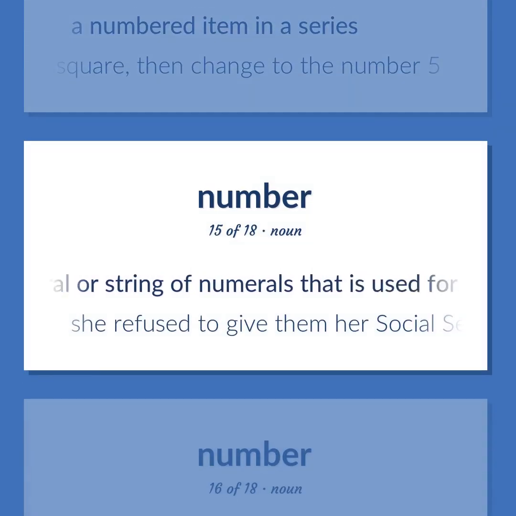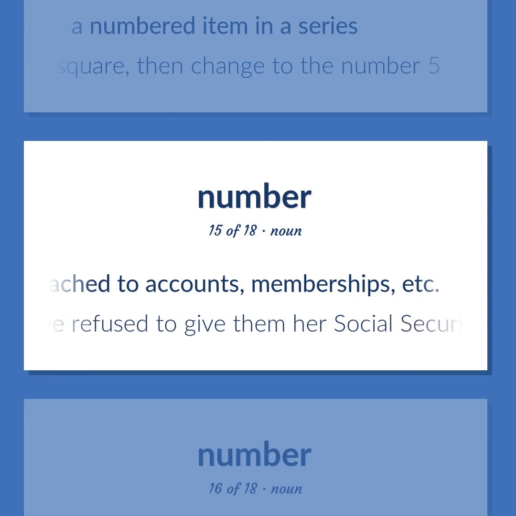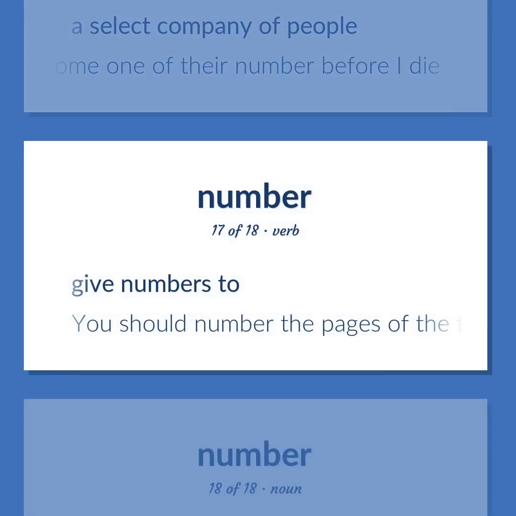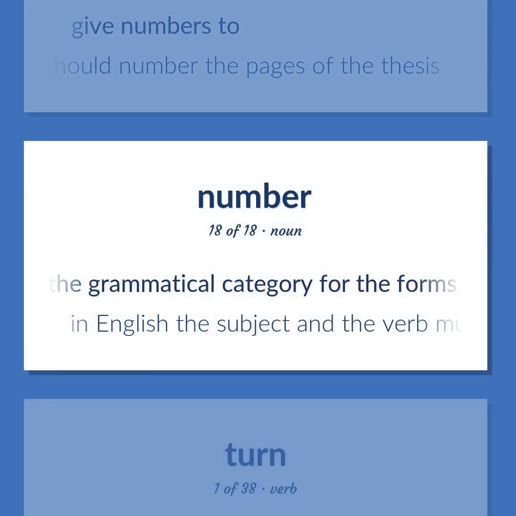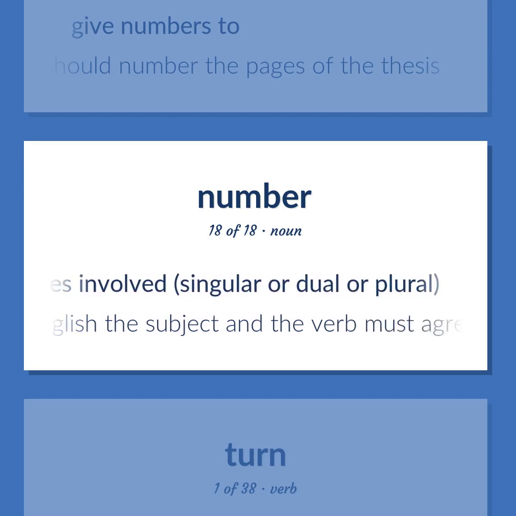A numeral or string of numerals that is used for identification and may be attached to accounts, memberships, etc. She refused to give them her social security number. A select company of people. I hope to become one of their number before I die. Give numbers to. You should number the pages of the thesis. The grammatical category for the forms of nouns and pronouns and verbs that are used depending on the number of entities involved, singular or dual or plural. In English, the subject and the verb must agree in number.